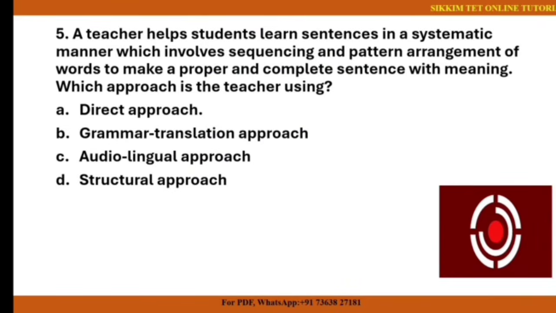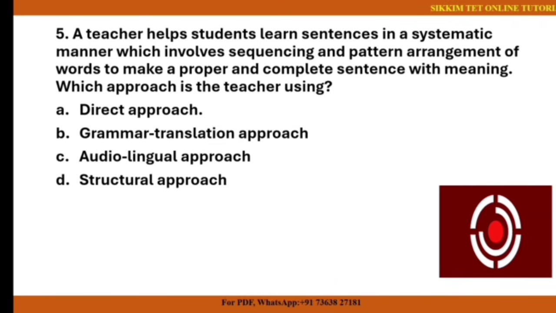So next we have, a teacher helps students learn sentence in a systematic manner, which involves sequencing and pattern arrangement of words to make a proper and complete sentence with meaning. Which approach is the teacher using? So यो क्वेशनलाई चाहिँ अलिकति घुमाएर सोध्नु भएको छ. यहाँ चाहिँ के भन्नु हुँदैछ भन्दाखेरि चाहिँ टिचरले चाहिँ स्टुडेन्ट्सलाई सेन्टेन्स लर्न गर्नुमा हेल्प गर्नु हुँदै रहेछ, बट इन अ सिस्टमेटिक म्यानर, which involves sequencing and pattern arrangement of words. अब यहाँनिर चाहिँ चारवटा अप्सन दिएको छ, राइट? So which approach is the teacher using भन्दैछ.